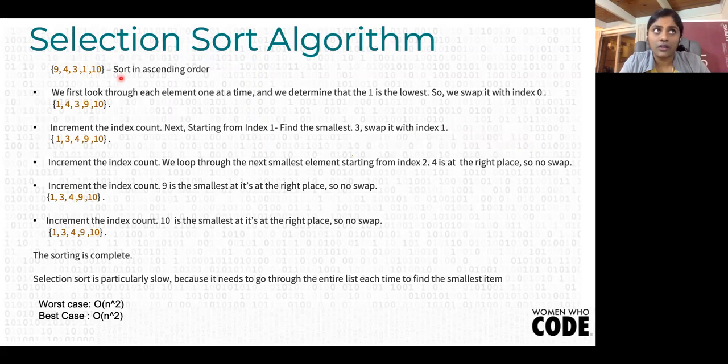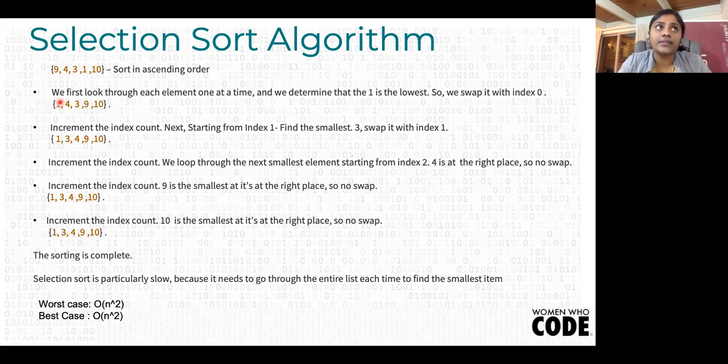I just want to run this with an example. If there is anyone who wants to understand it better, it will be useful. So let's quickly go over this before we go into our next sorting algorithm. 9, 4, 3, 1, 10. We have to sort this in ascending order. So we have to look at one element every time. So now we know that in the whole array, 1 is the smallest. So we swap it to index 0, or it's already in the correct position, so we don't need to swap.